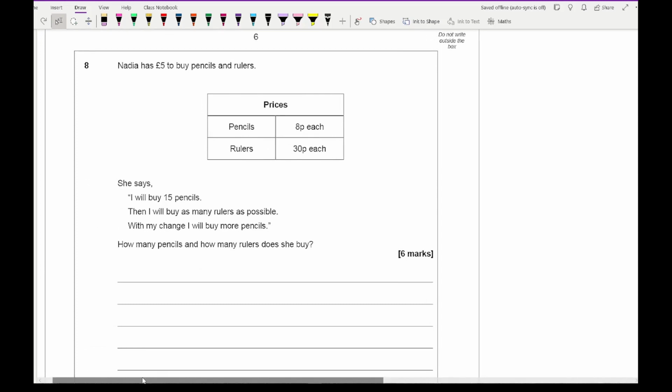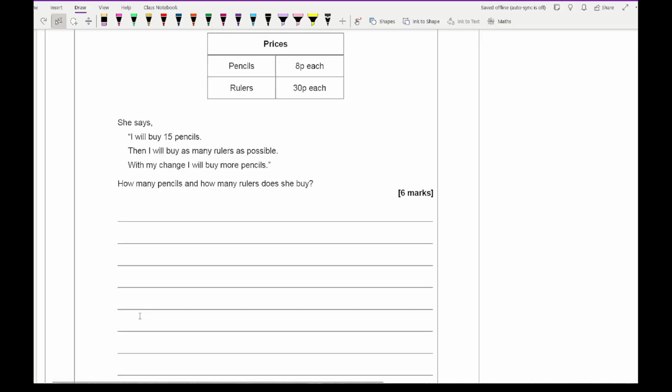Then looking at question 8, it says that Nadia has £5 to buy pencils and rulers. Pencils cost 8p each and rulers cost 30p each. It says she'll buy 15 pencils. She'll then buy as many rulers as possible, and with the change buy more pencils. How many pencils, how many rulers? Well, let's work out first how much 15 pencils cost. 15 times 8, £1.20. So then from this we need to see how much change she has. £5 minus £1.20 is £3.80.